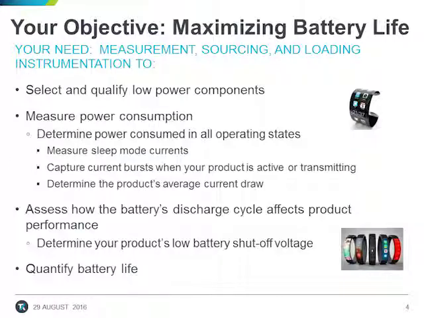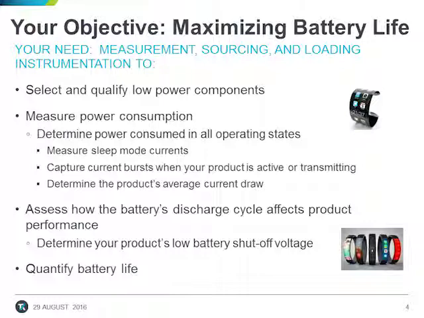Let's get to your challenge. You have got to squeeze your product's power consumption as low as you can get it so you can maximize battery life. That means you need test tools to perform a number of functions. That includes qualifying critical low power components. Once you've chosen your components and assembled your design, you need to be able to measure the power consumed in all the operating states of your device. That includes the low power sleep mode, standby modes, and the short pulsatile RF transmission modes.